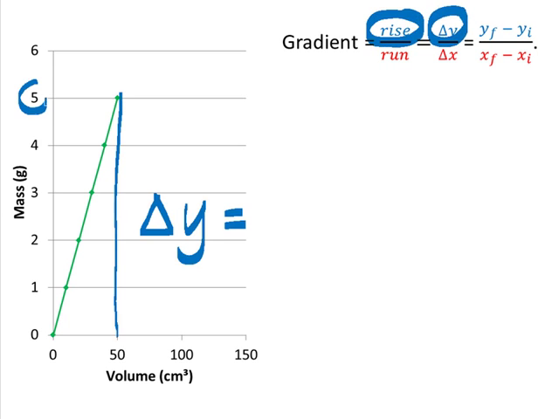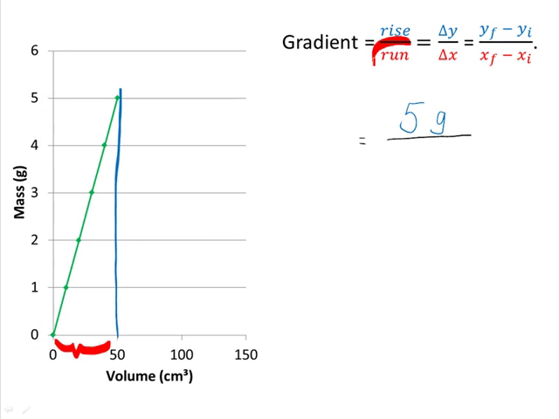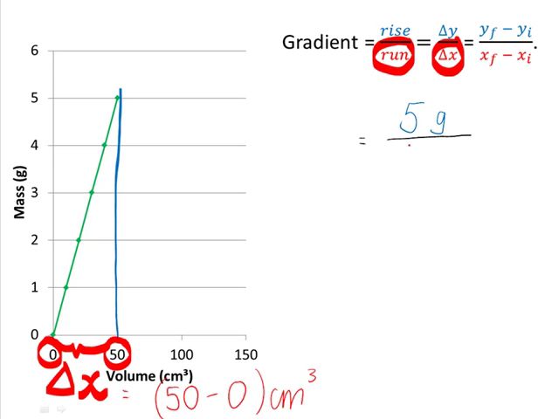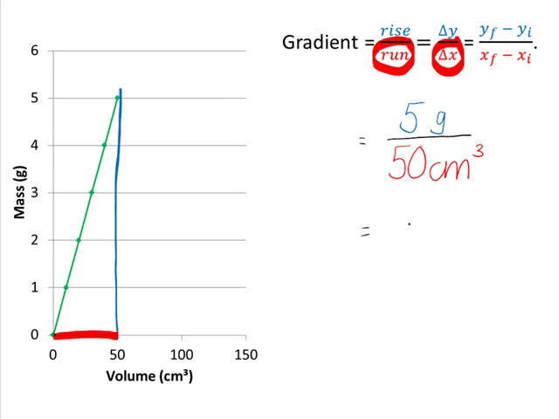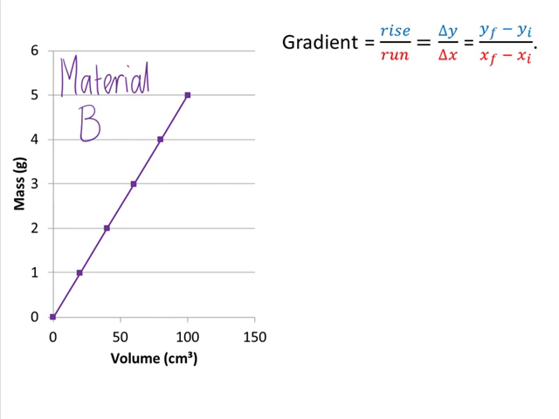Rise over run. Rise, change in y, 5 minus 0 grams equals 5 grams. Run, change in volume, 50 minus 0 centimeters cubed equals 50 centimeters cubed. Gradient, 5 grams per 50 centimeters cubed, 1 gram per 10 centimeters cubed. In other words, 0.1 gram per every centimeter cubed. This is the same value that we found for the density of material A, the ratio of mass to volume. It's a constant for this particular substance, material A.